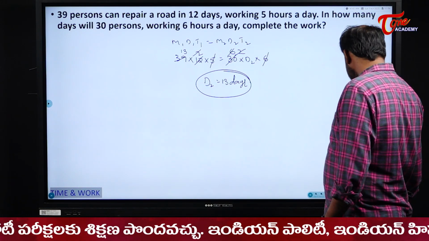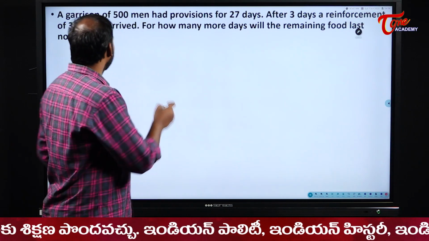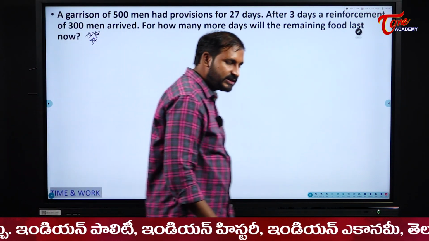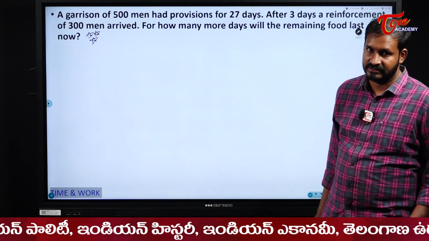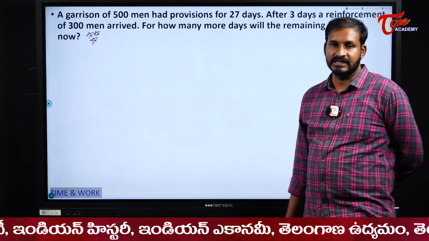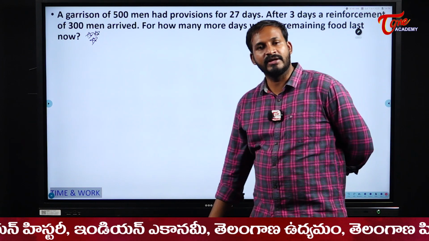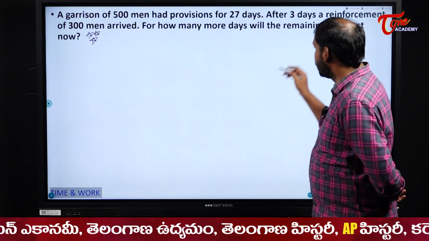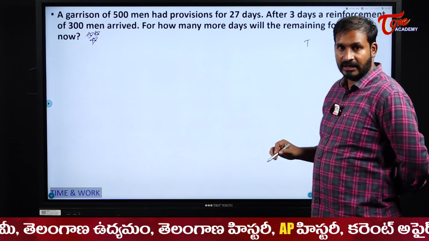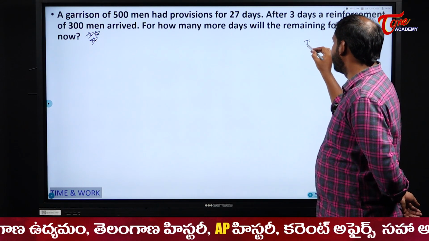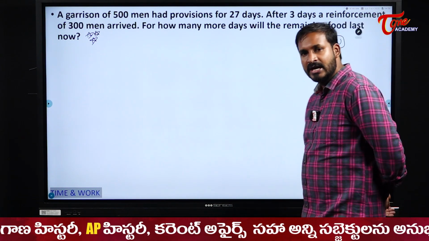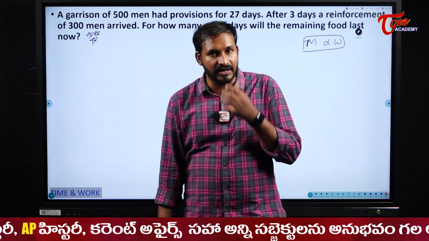Okay, next one. This is one of the important models in our entire time and work, students. Why? Because here the relation is inverse relation. What is that inverse relation, sir? See, till now, what we have taken, students? We have taken the number of men as directly proportional to work. Why? Because if the number of men increases, my work increases. That is the case we have taken, right?